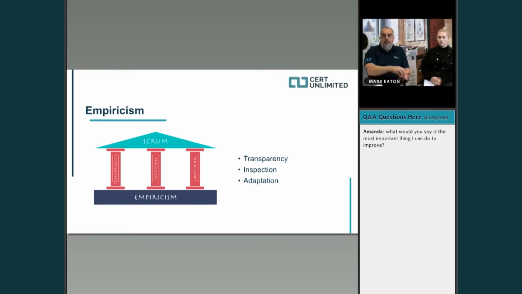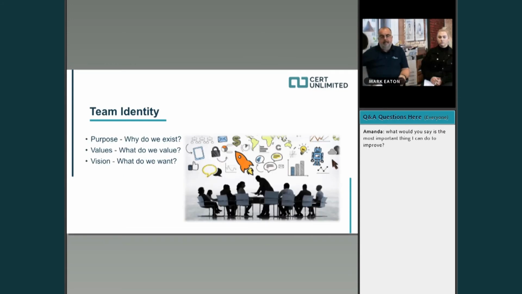So improve your empiricism. Be transparent. Look to where you can be more transparent. Inspect regularly. Don't be afraid to adapt. And then finally, guys, a little bit about team identity. If you want to improve your Scrum practice, a performing team is what you're trying to achieve.